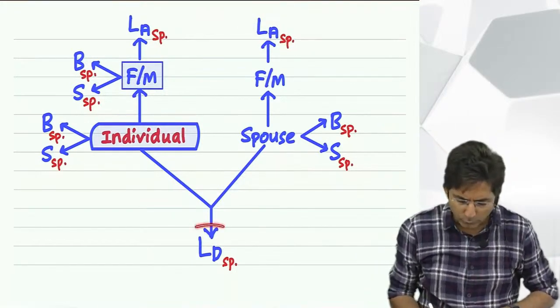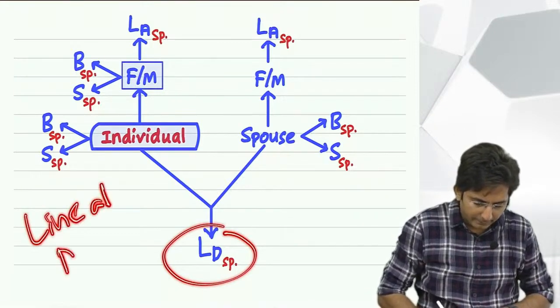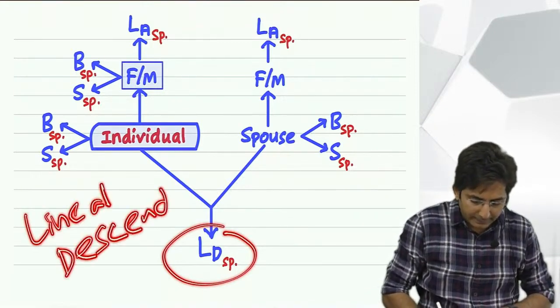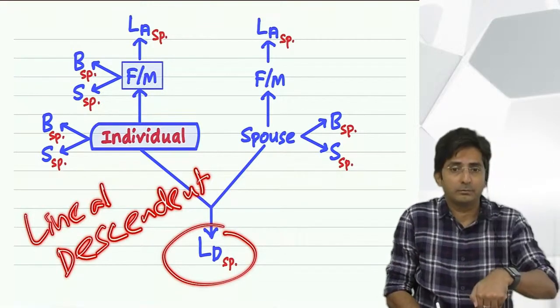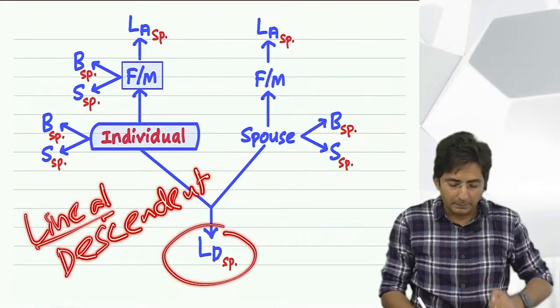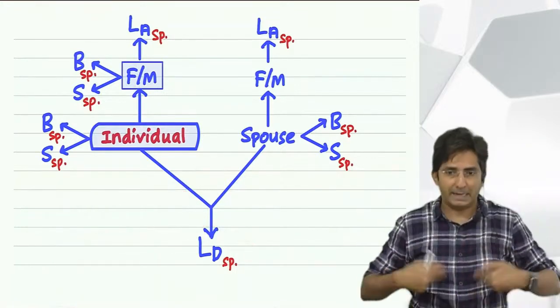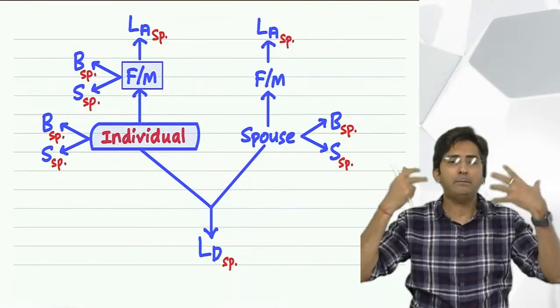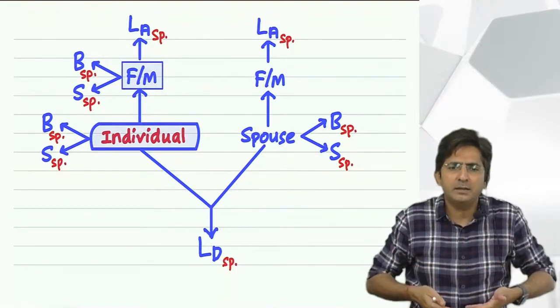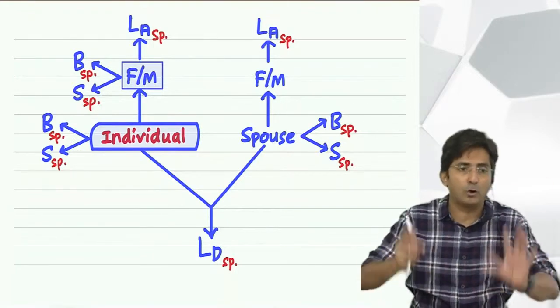So can you guess what this should be? Lineal descendant. Descend means to go down. And lineal means in your line. But tell me, who is below me? My children. In my family line, who is below me? My children. And children of my children. And children of my children of my children, and so on.